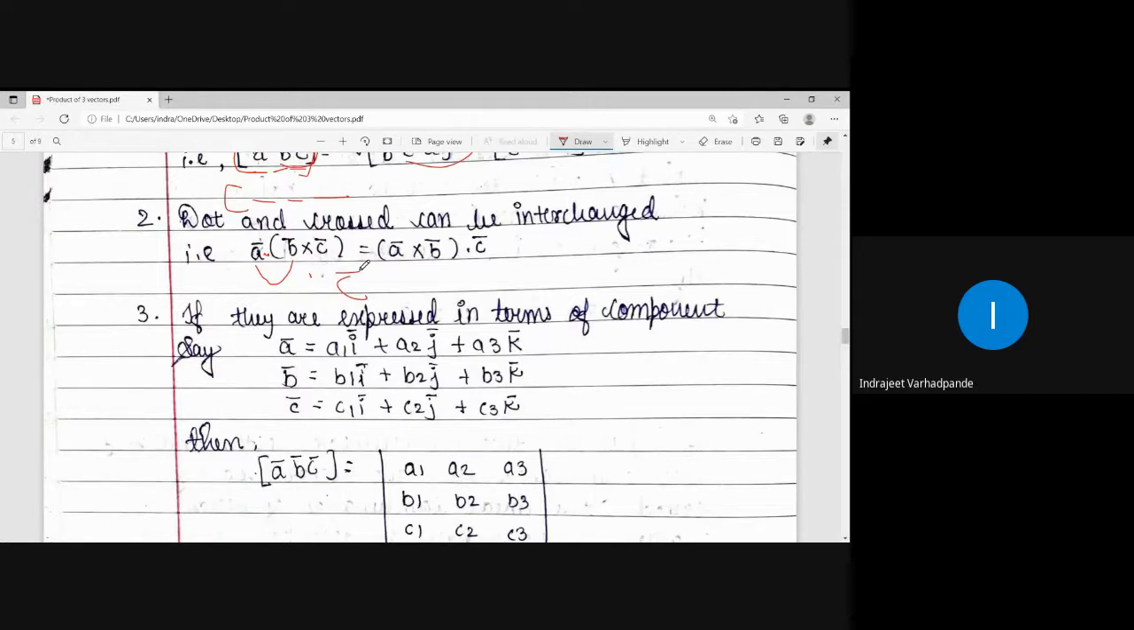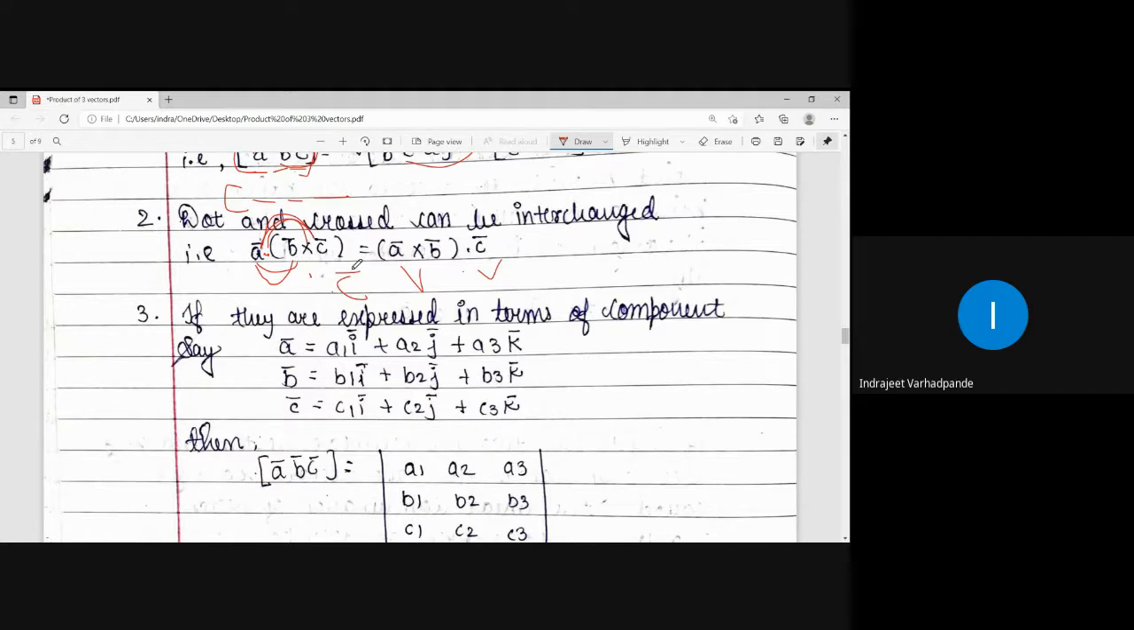See, for taking the dot product or scalar product, I must have both quantities as vectors. So dot and cross are interchangeable, meaning a bar cross b bar dot c bar. This is a vector, this is a vector, and the dot product is a scalar quantity. So I say that dot and cross are interchangeable, but the clubbing or combination is also changed appropriately, right?